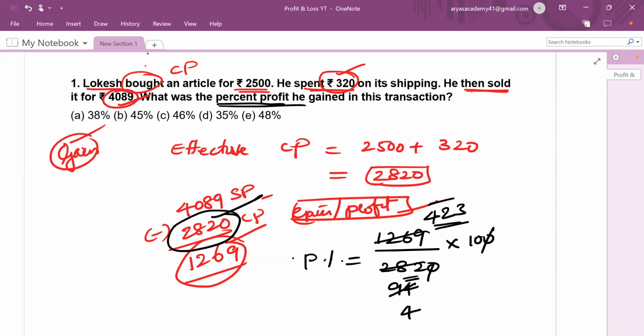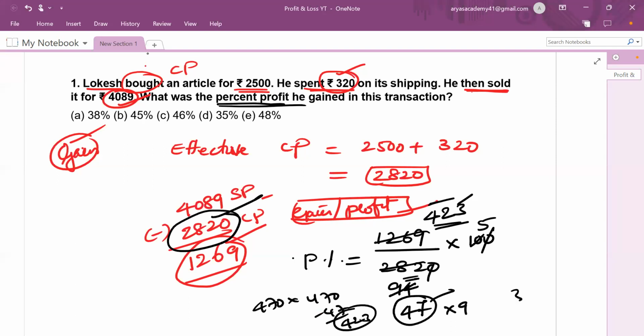2 goes into 94 as 47, and 2 goes into 10 as 5. Now I can cancel with 47. Here 47 is there, here 423 is there. 47 10s are how much? 470. If you subtract one 47, then you will exactly get 423, which means it goes exactly 9 times. If you don't know, you can multiply: 9 7s are 63, 9 4s are 36 plus 6 is 42. So we exactly got the same value, right?